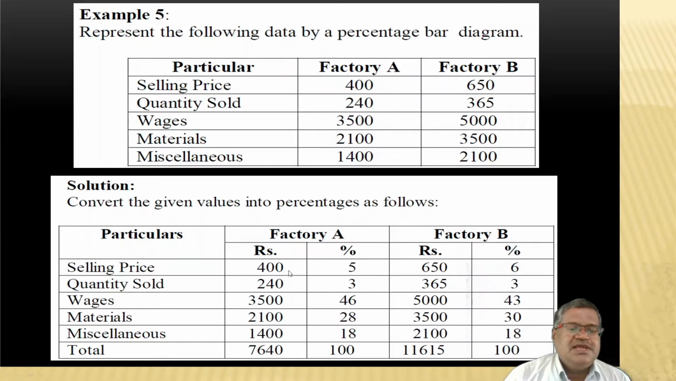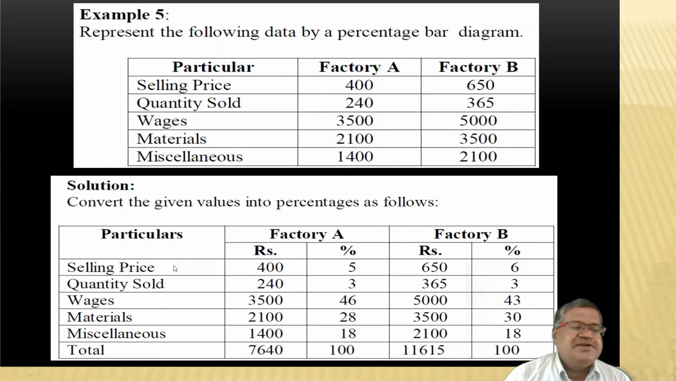So in the total of all items, the percentage of selling price is 5% here, quantity sold is 3% here, wages is 46% here. Similarly, for factory B also, we can easily compare. The wages in factory A is more than factory B. Okay, like this. Selling price is 6% in factory B. For getting this 6%, 650 divided by 11645 into 100 gives us 6%.